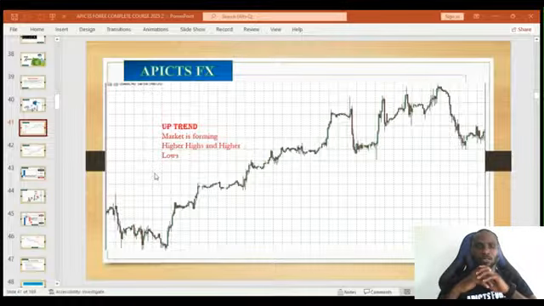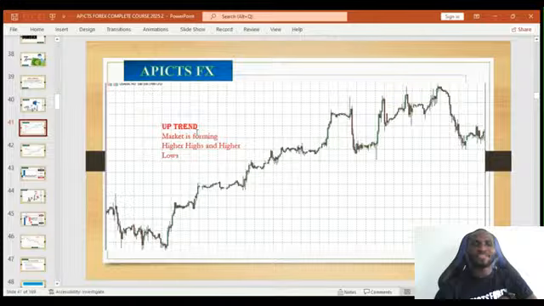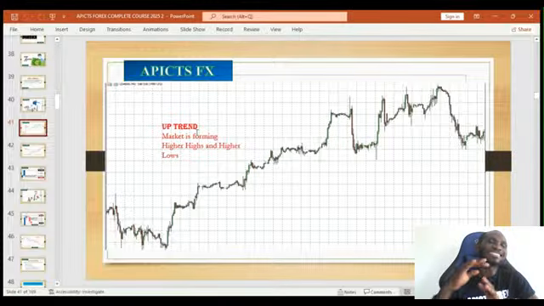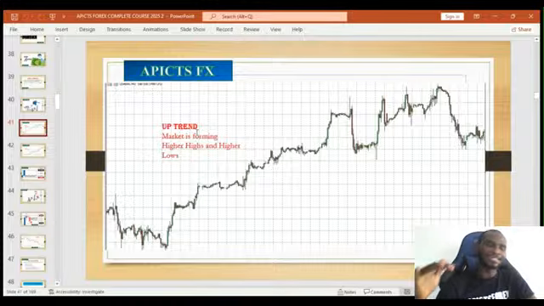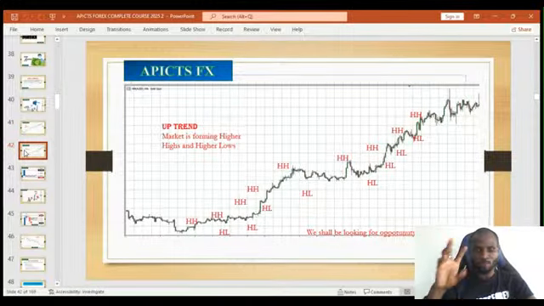Now, let's see what uptrend means. As you can see on your screen, if we say a market is in an uptrend, what does that mean? It means that the movement of price is forming a series of higher highs and higher lows. Now, what does that mean? See the next image here. You can see this labeling. So the market is forming higher highs and higher lows.